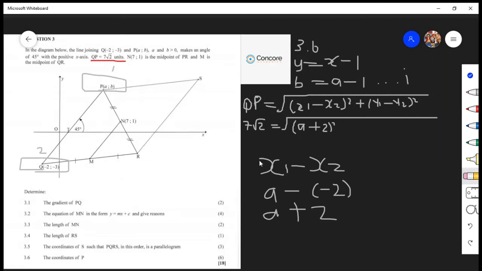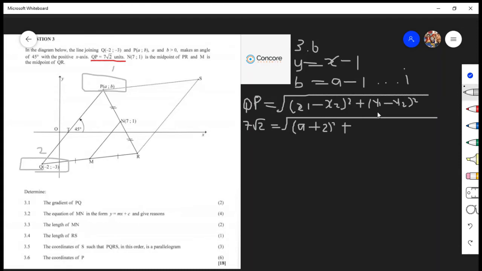Okay, so the next part, right? So our y1 value is now b. So we're going to have b minus, and our y2 value is negative 3. So we're going to have b minus negative 3, which is then just b plus 3, because negative times negative 3 is positive 3. So we have b plus 3 squared.